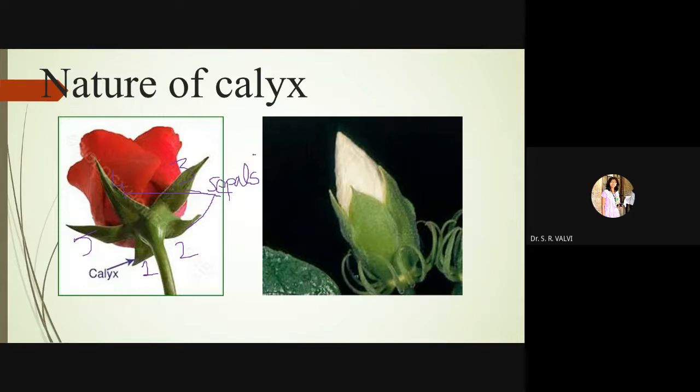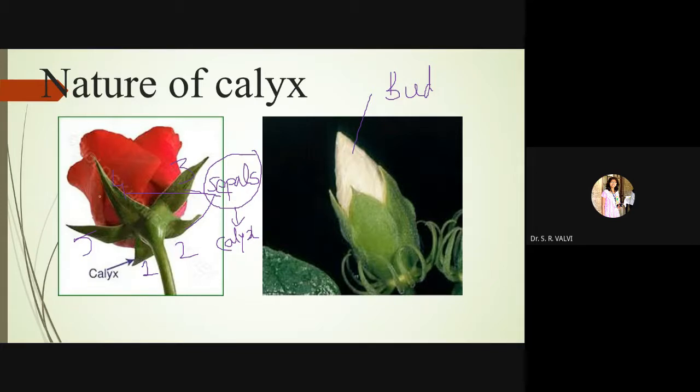And the sepals grouped together form which structure? They form the calyx, right? So calyx is the collective word, formed by all these sepals. What is the main function of this calyx? It is to protect the flower, but in which condition? You can see here in this image, this is a bud. So to protect the flower in bud condition, that is the main function played by the calyx.